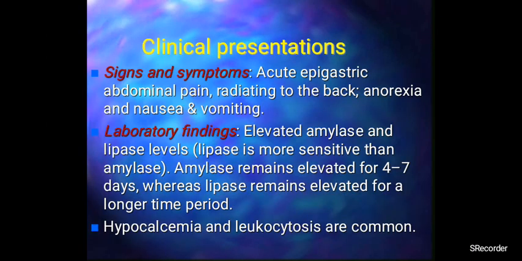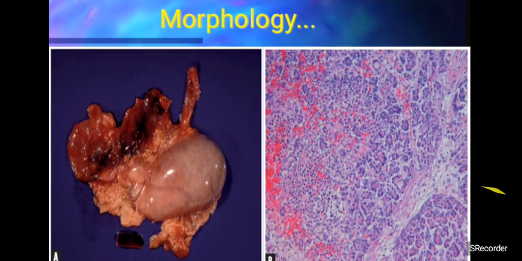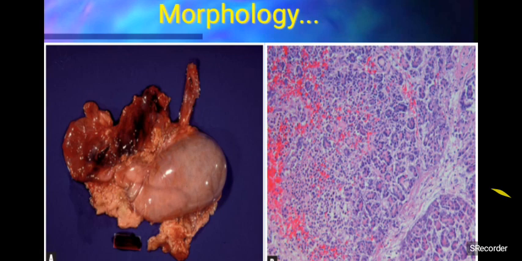We have looked at this. On our next slide, this is a histological diagram showing how acute pancreatitis looks. This is pancreatic tissue to the right with some areas of necrosis.